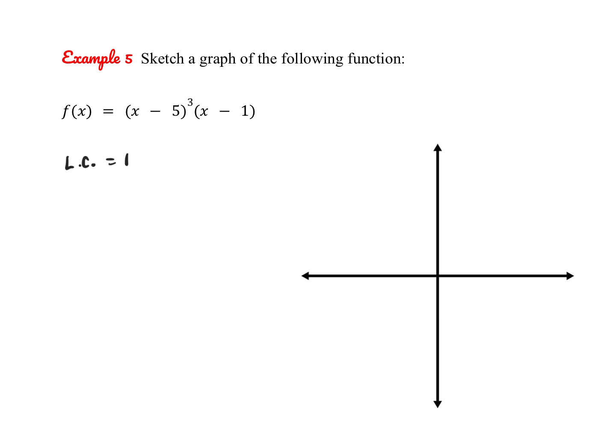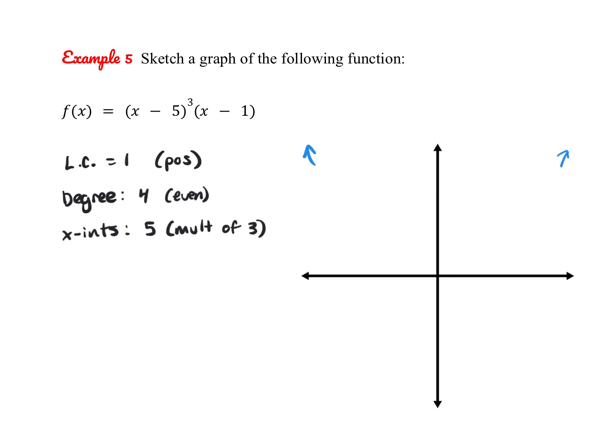Here I can see that my leading coefficient is positive 1, telling me the right side goes up. And my degree, if I count up the number of x's, I count this 3 times. 1, 2, 3, and then 4. So it's even. So my end behavior should match. For my x-intercepts, I have positive 5, but you can see that that has a multiplicity of 3 because it is cubed. And then I also have one at positive 1. That just has a multiplicity of 1, so I don't have to worry about anything fancy graphically.